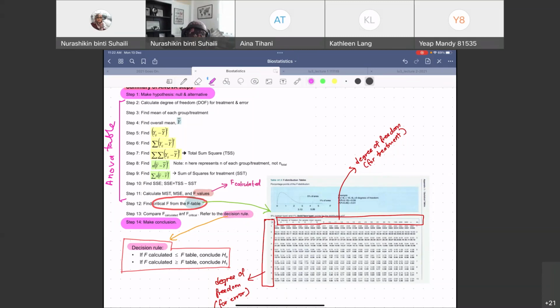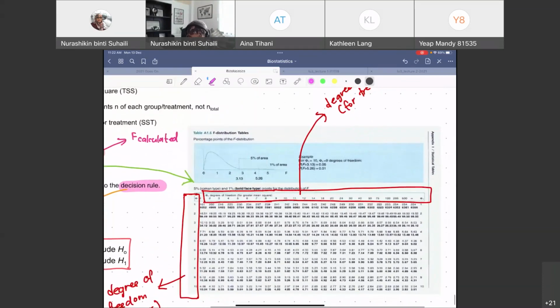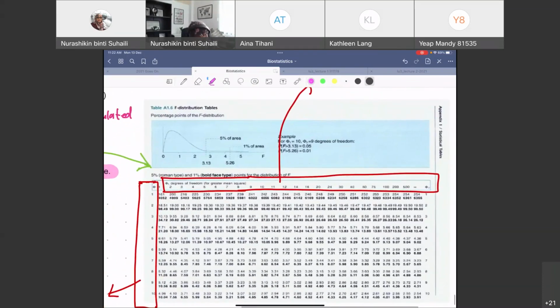This is another table that you have to know. It's called the F distribution table. It's used for finding critical F, for completing step 12. I think I have uploaded this table in Elib. If I can enlarge this. Okay.